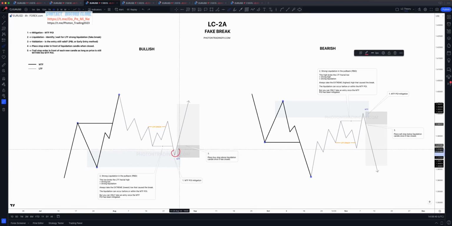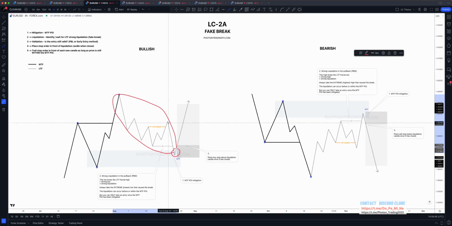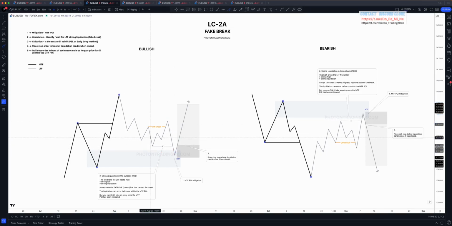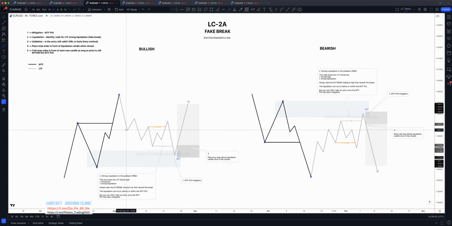So once we have our POI mitigation, we then look in the pullback and we go, has there been a strong liquidation? But what is that? We need to see a low that caused a high that has then been liquidated. So as we can see, price is coming down, okay? Price comes up. This low is not a strong low. Why? It did not break any structure to the left, right? It did not break the fractal high to the left, okay? So price comes down and it takes out that low, but that's not a strong low. So that's not a strong liquidation.